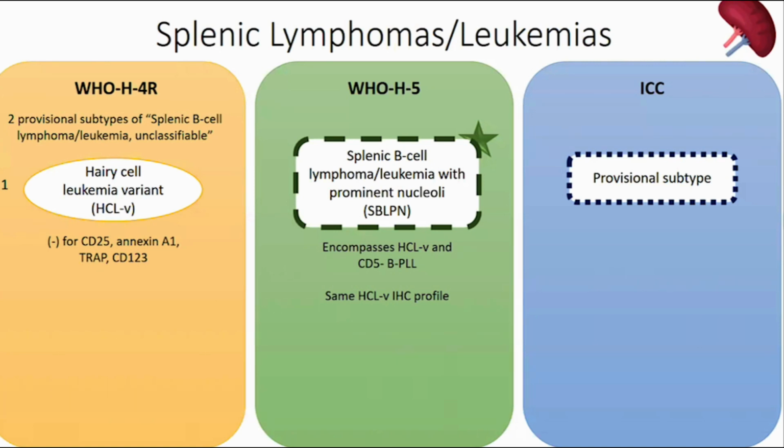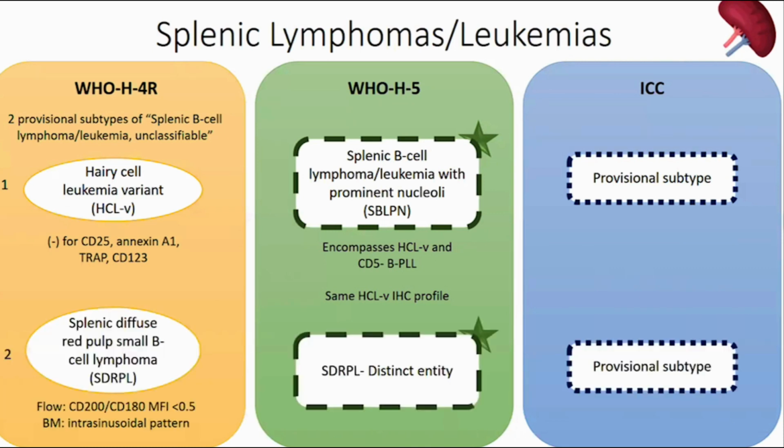It is notably negative for those classic hairy cell markers, CD25, annexin A1, and TRAP. But the ICC still calls hairy cell variant a true thing. So whatever you call it, I think it's an important distinction to make from classic hairy cell, as it does not have the BRAF mutation and is also resistant to the therapies that they use for classic hairy cell.